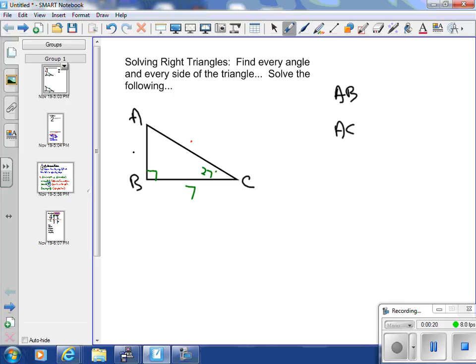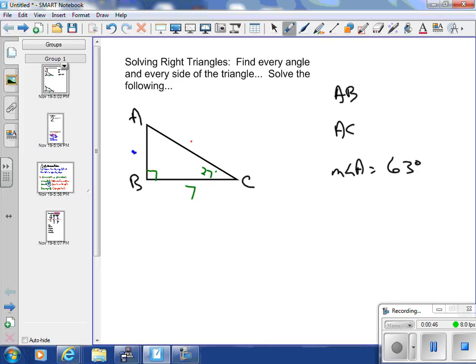So in this first problem, we've got to find out what AB is, what AC is, and what the measure of angle A is. Easiest thing to find here is the measure of angle A, because all three angles have to add up to 180, and we know two of them, so we're just going to do a simple subtraction from 180, and we're going to find out that this is a 63-degree angle. Then we're done with that. We're only going to use the given information here.